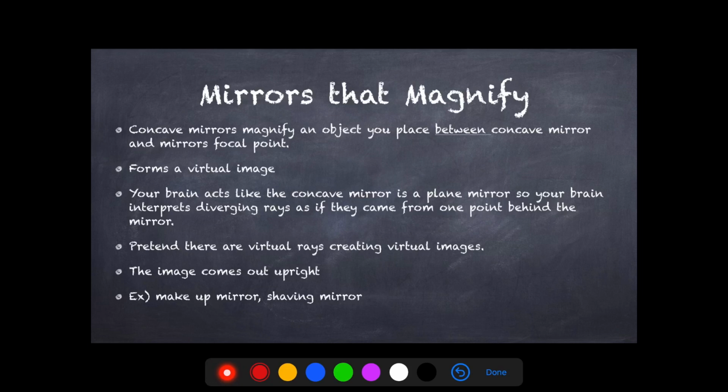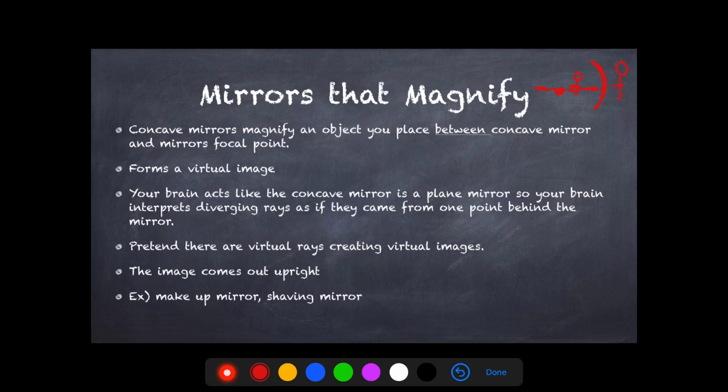So mirrors that magnify. Concave mirrors magnify an object you place between the concave mirror and the mirror's focal point. So remember, a concave mirror is a mirror that looks bent like this. So they're going to magnify any object. So if I have my focal length right here, and my optical axis is right here, and this is my focal point right here. If I have an object right here, the concave mirror is going to magnify this object. So it's going to make it look bigger, okay? So I would have a bigger looking person here.